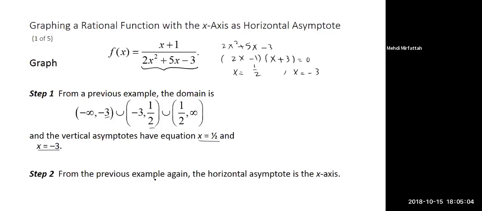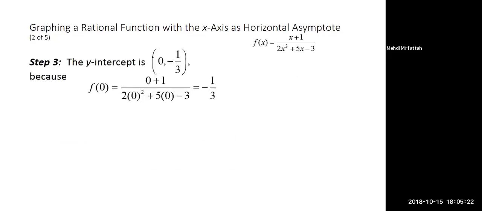From the previous example, again, we find the horizontal asymptote. If you recall, we divided each term here by x squared, and then we looked at the function as x goes to infinity, and we found y is equal to 0 was the horizontal asymptote.